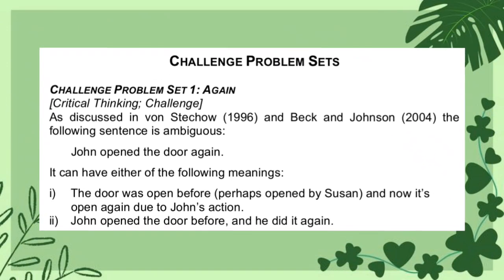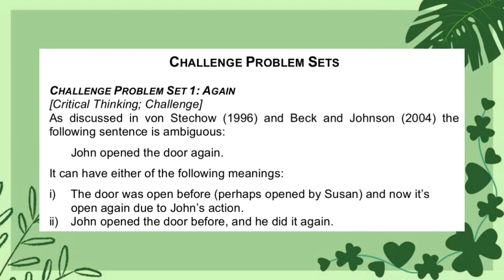Next, we have some challenge problem sets. So we have here challenge problem set 1, the word again. As discussed in von Stechow and Beck and Johnson 2004, the following sentence is ambiguous. John opened the door again. It can have either of the following meanings. First, the door was opened before, perhaps opened by Susan, and now it's open again due to John's action. While on the other hand, number 2, John opened the door before and he did it again.